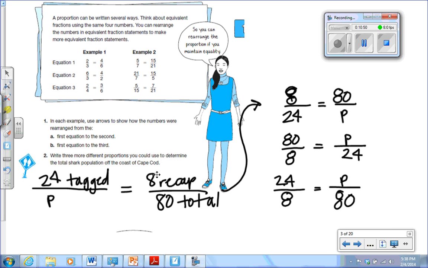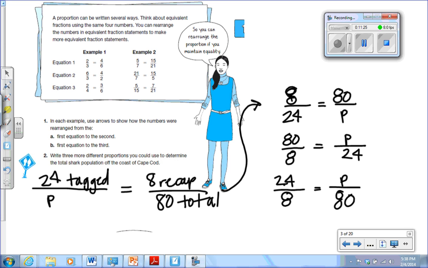So let's make sure that these work. 8 and 24 are together here. 8 and 80 are together here. 80 and P are together here. And 24 and P are together here. That works. 80 and 8. 80 and P. P and 24. 24 and 8. We have 24 and 8 here. We have 24 and P. We have P and 80. And we have 80 and 8. So all three of those work.